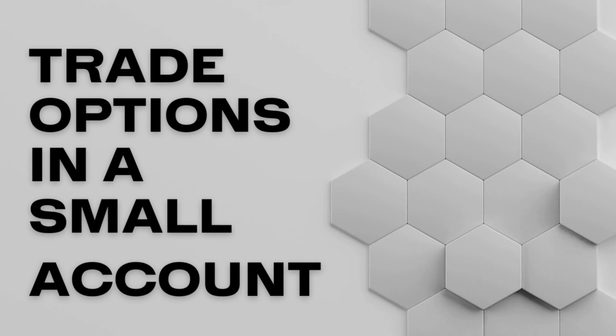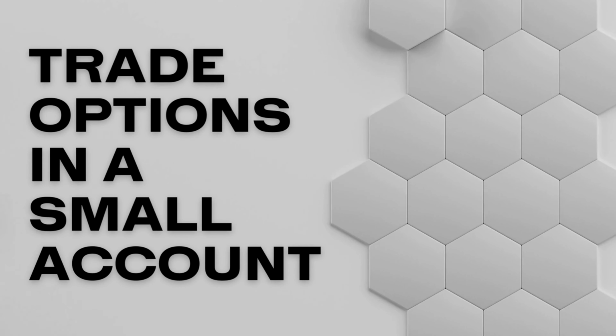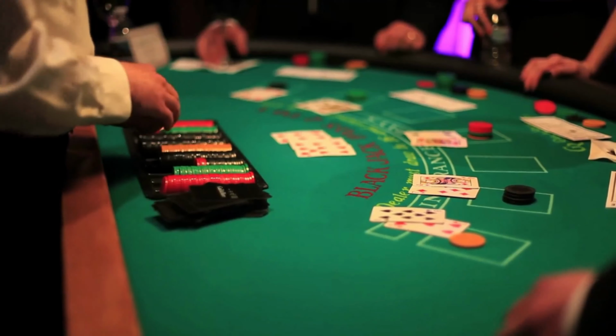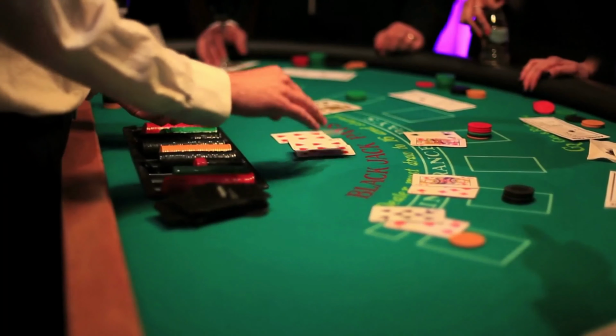So you have a small account. Let's say it's under $2,000 and you want to trade options. I've been there and it can suck. It can be really difficult because you're very limited in what you can do. You probably don't have access to margin. You definitely can't do a lot of day trading. So how do we get around it?